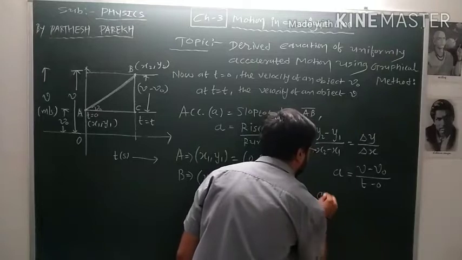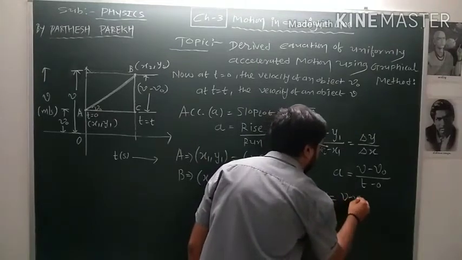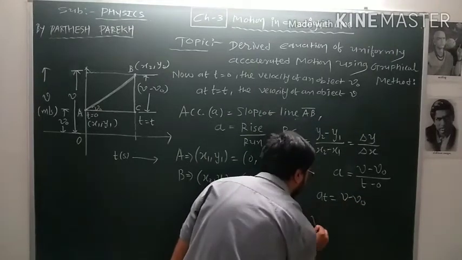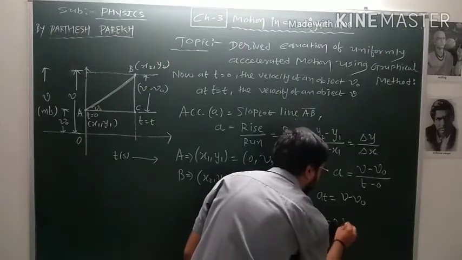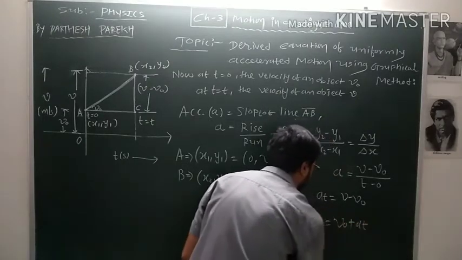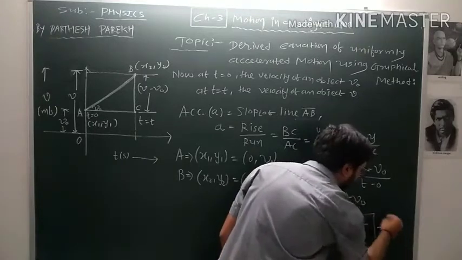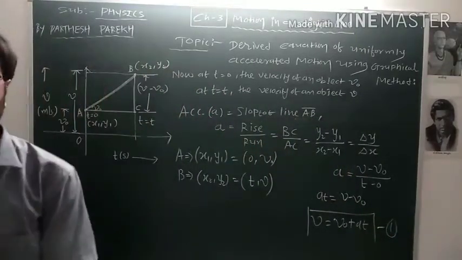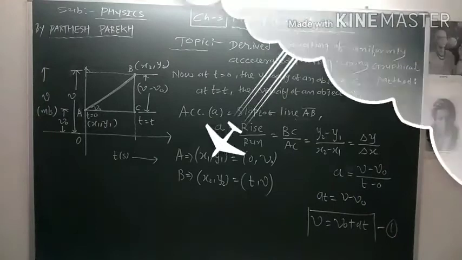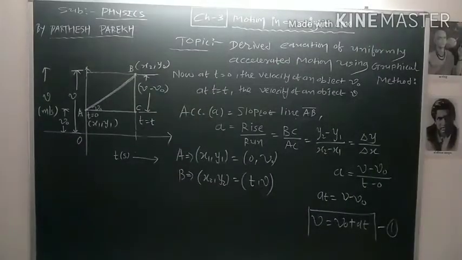So that is at v minus v naught. Now rearranging this term, we get v equals v naught plus at. So this is our first equation of motion for uniform acceleration. Now we find out the displacement or position of an object.